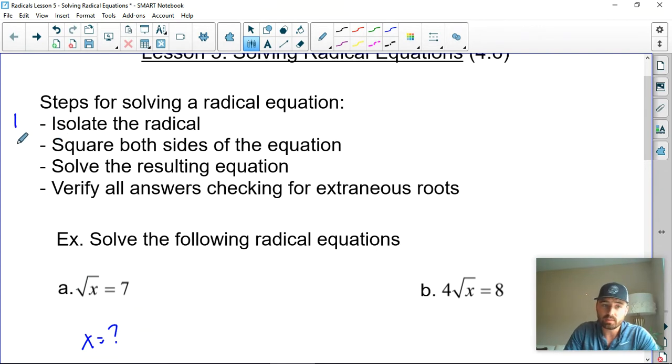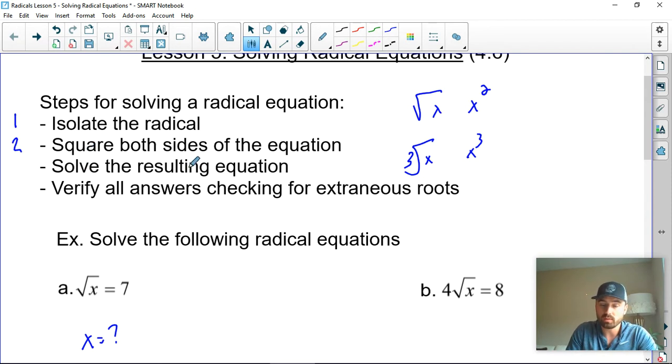After we isolate the radical, we have to square both sides to get rid of the radical, because square root and squaring something are opposite, just like cube root and cubing something are opposite. So if it's a square root, we have to square it. If it's a cube root, we have to cube it. So that's step 2.